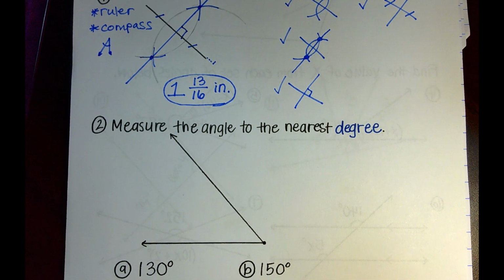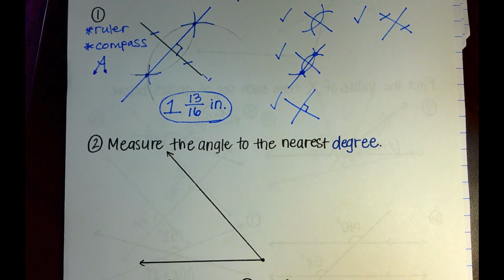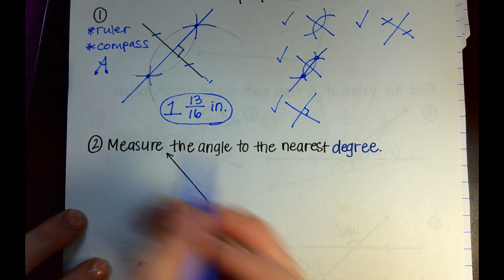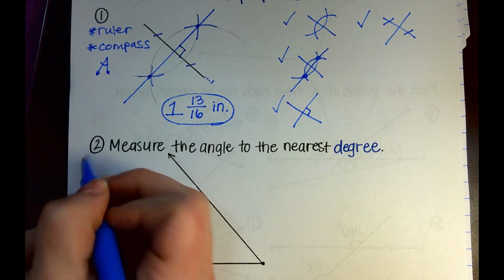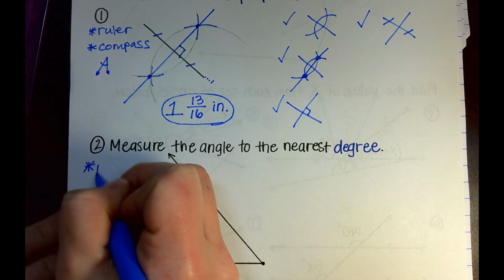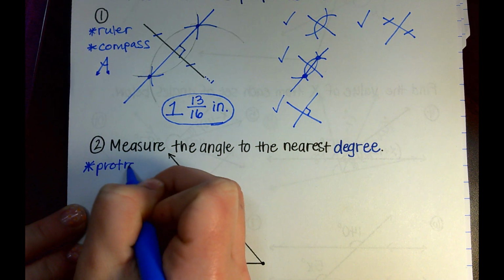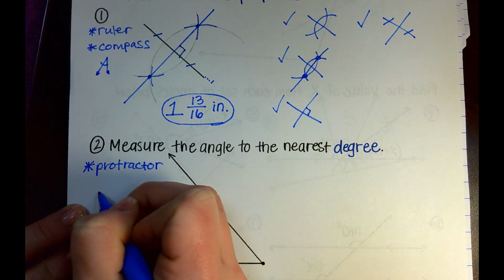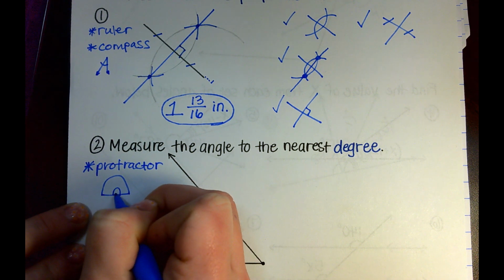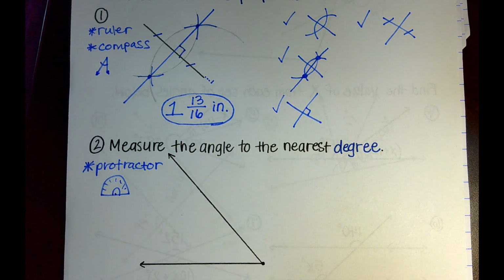Number 2. Measure the angle to the nearest degree. What tool are we using here? Protractor. Good. We're using the protractor. That's the half circle.